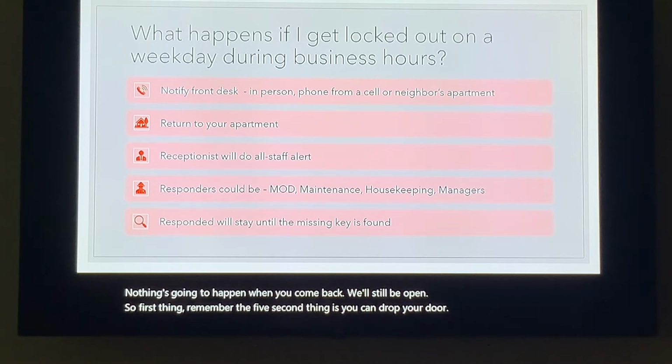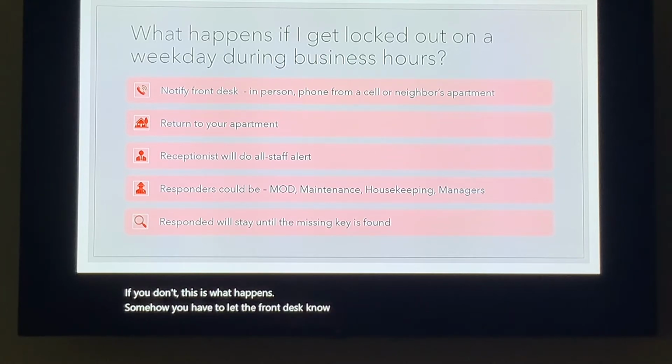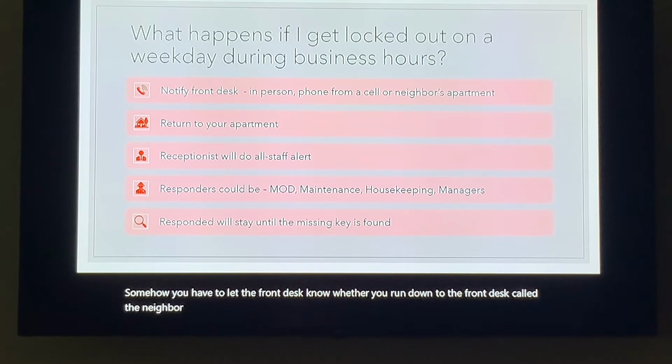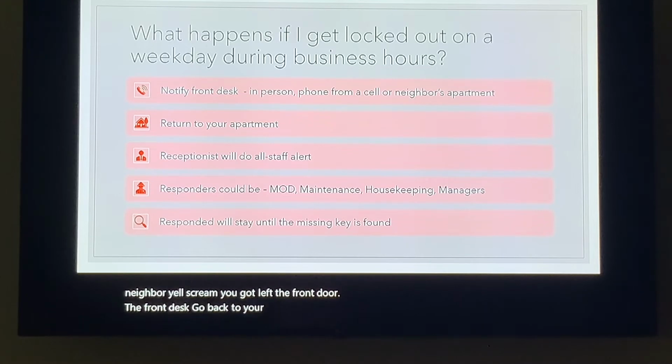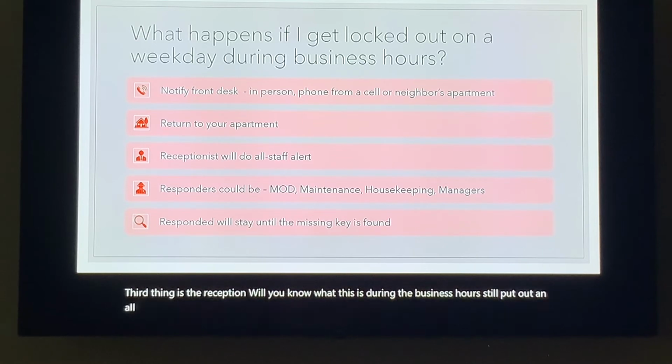If you don't, this is what happens. Somehow you have to let the front desk know. Whether you run down to the front desk, call the neighbor, yell, scream, you got to let the front desk know. Go back to your apartment. Door's locked, so you have to stand outside. Third thing is the reception will know if this is during business hours. They'll put out an all-staff alert and somebody will come.